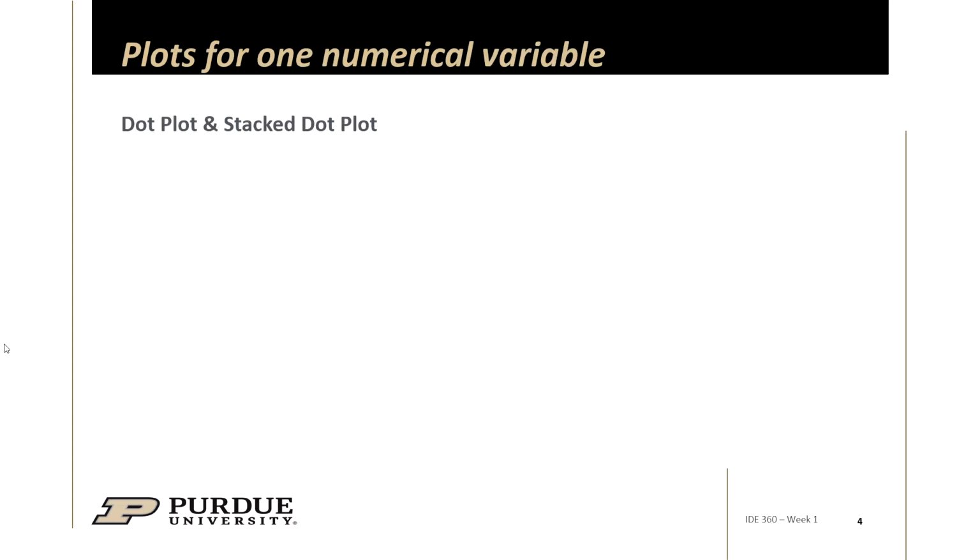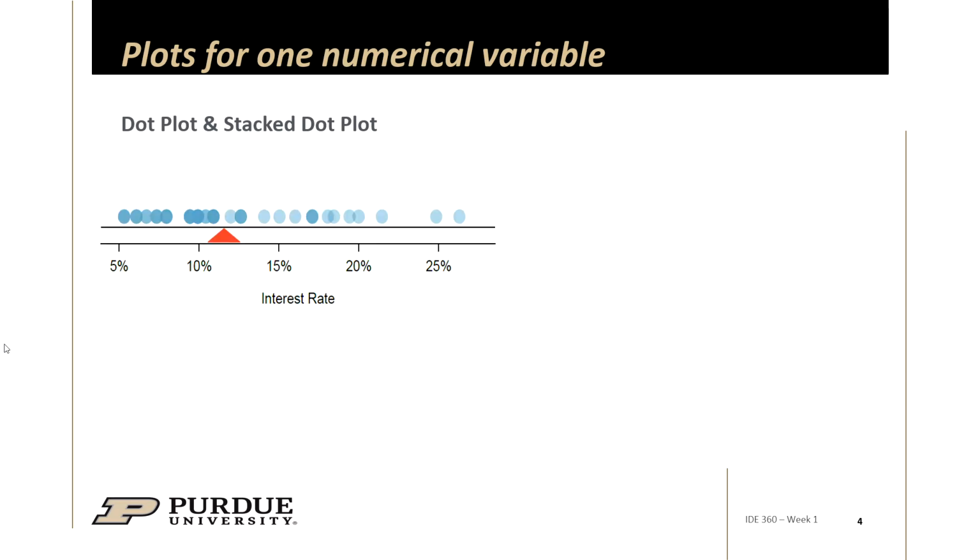So first of all, let's start with the plots for one numerical variable, which first is the dot plot, which you see appears as a horizontal line of all the values of a single variable, in this case interest rates. You can see that the intensity of the dots indicates that there are more observations in the darker spots than the lighter spots. The red triangle, of course, indicates the mean location or the center location.